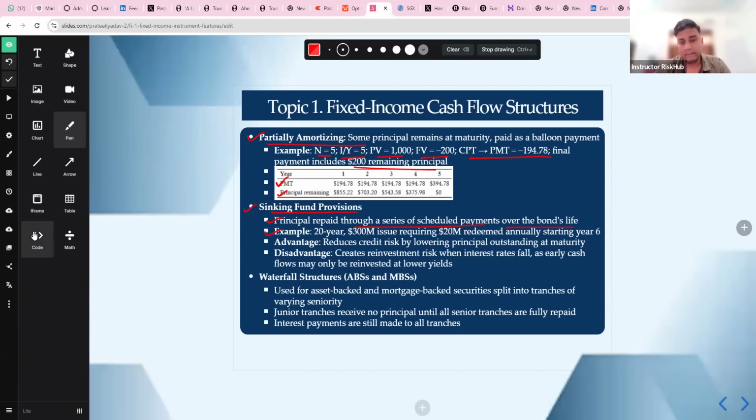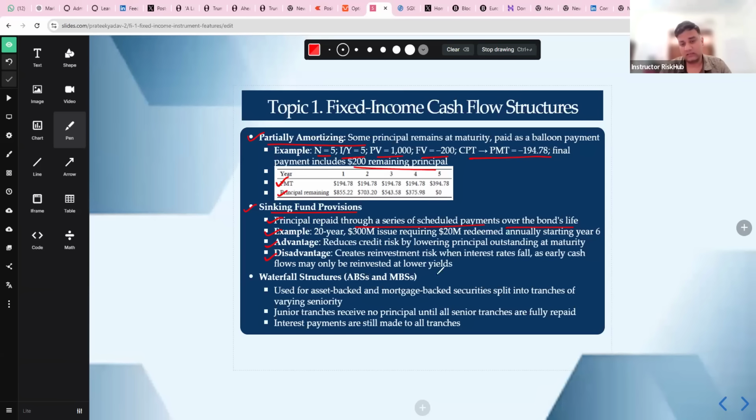Example is 20 million redeemed annually from year 6 onwards. 300 million is the bond issue. What is the advantage? The advantage for investor is credit risk falls because outstanding principal reduces. There is a disadvantage for investor. If interest rates fall, early principal repayment creates reinvestment risk. The idea is you get your money back early, but may have to reinvest at a lower yield.